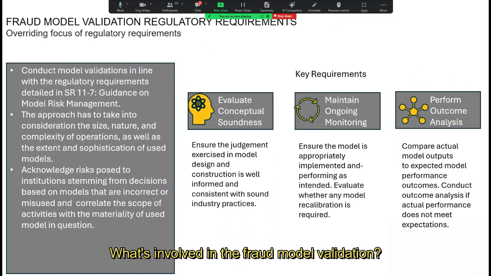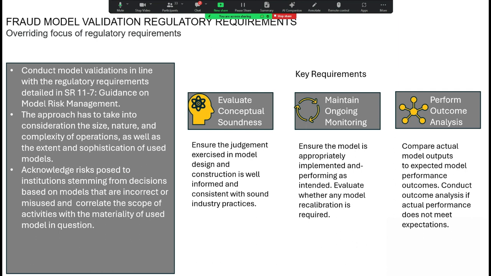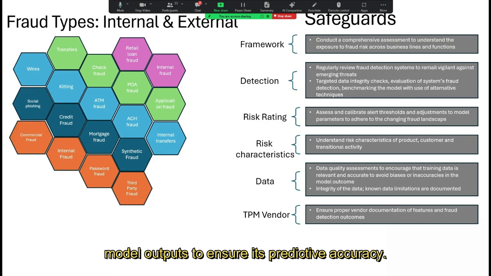What's involved in fraud model validation? The requirements for a fraud model validation are not different than the requirements for any other model. There has to be an evaluation of conceptual soundness. There has to be maintenance of ongoing monitoring, and there has to be outcome analysis on the model outputs to ensure its predictive accuracy.